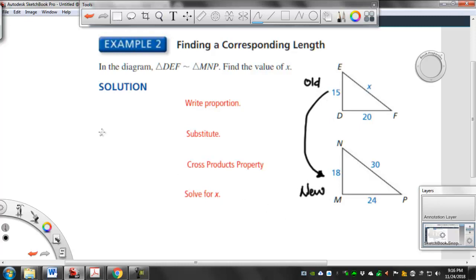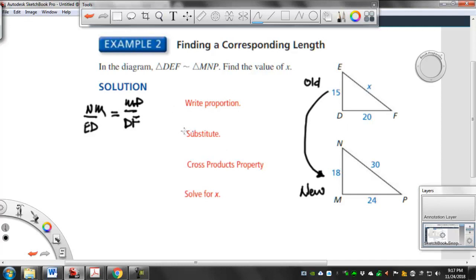Okay, so line segment ED should be on the bottom because it's the old one. So ED, and I'm looking at NM, and I'm going to set it equal to, no, I don't want to use X. I'm going to use DF over MP. So there's my proportionality statement right there.